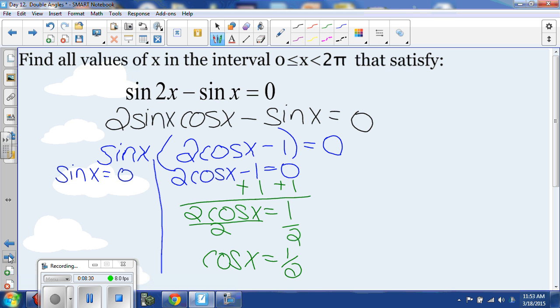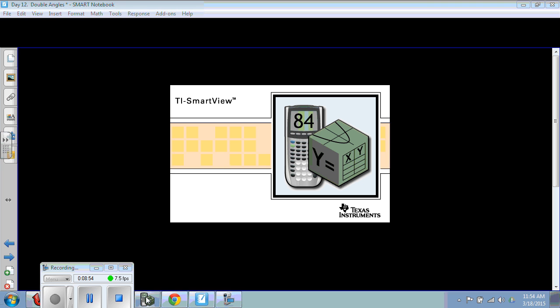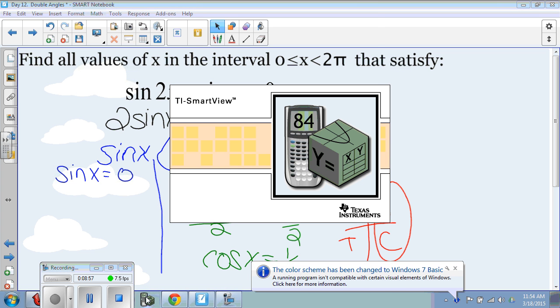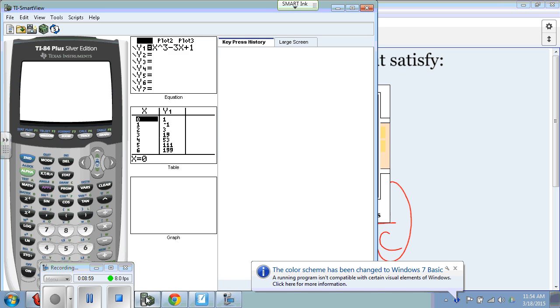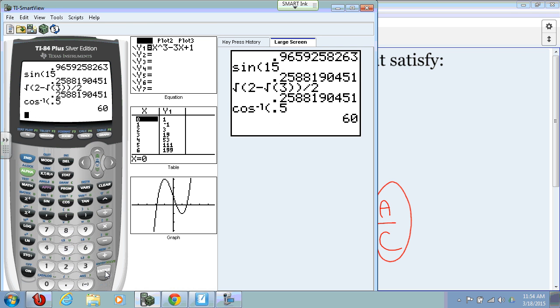All students take calculus. Nice. Cosine is positive in which quadrants? 1 and 4. Great. Okay. Since we're already working there with cosine, why don't we work that? So we're going to take our calculators, make sure we're in degree mode, unless you want to work in radians, that's okay. We're going to do inverse cosine of half. Did you get 60 degrees?